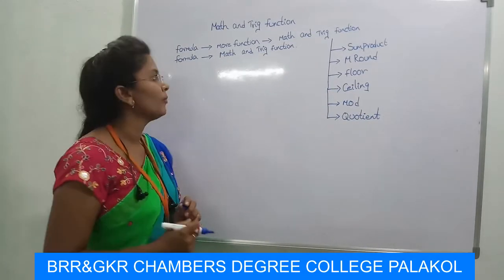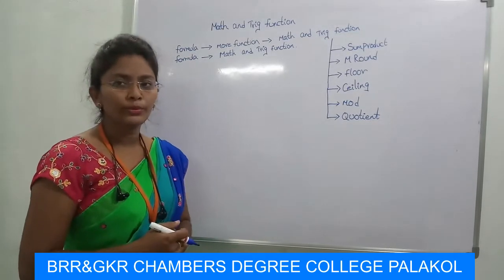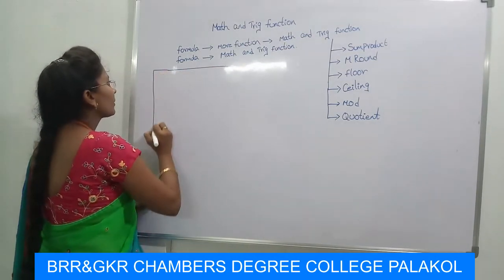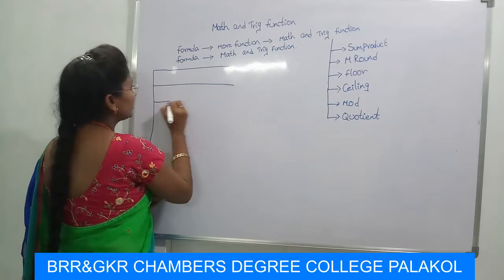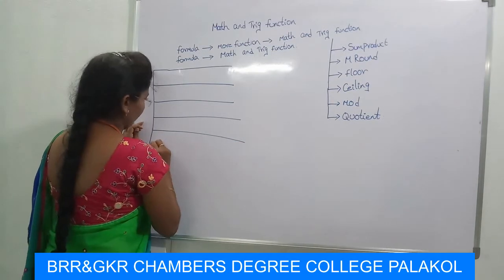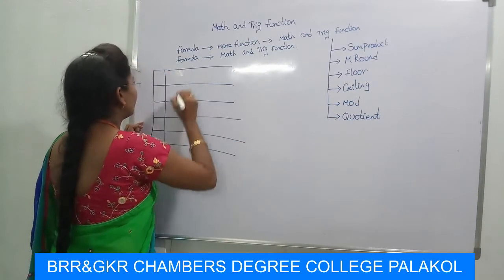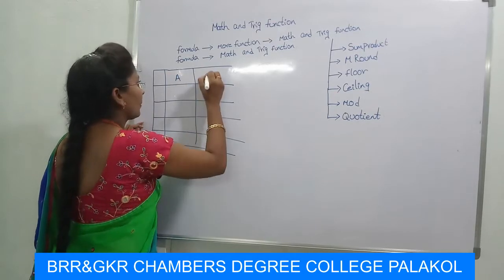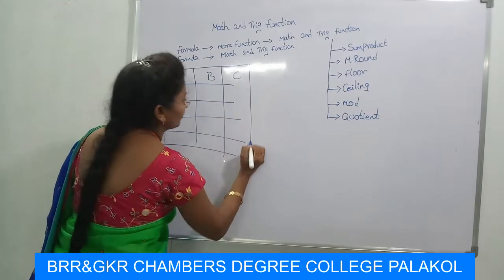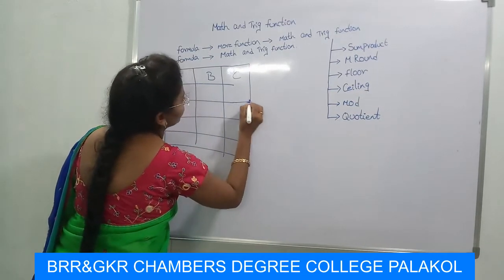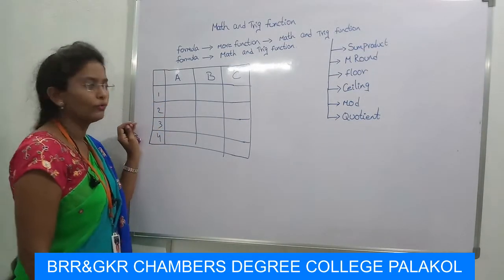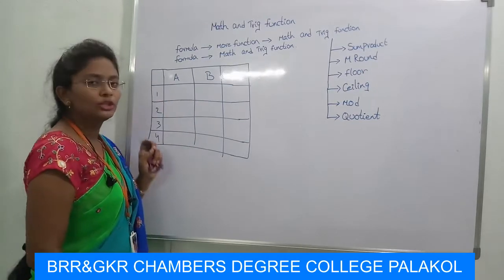Here I am taking the first, sum product. For this I have to take an Excel sheet. Column A, column B and column C. Row 1, row 2, row 3 and row 4. In this Excel sheet I have to enter some data.